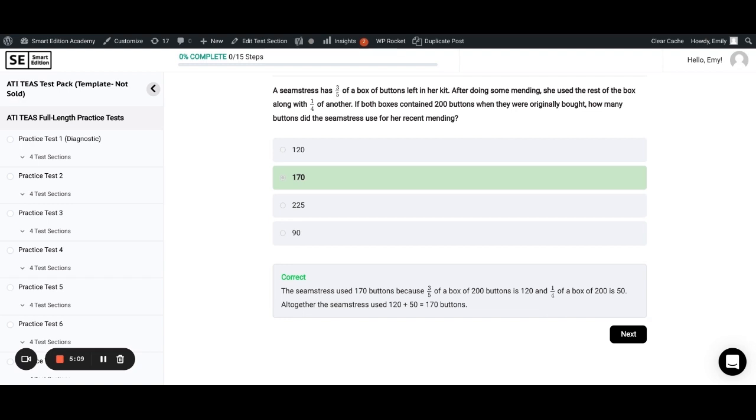The seamstress used 170 buttons because 3/5 of a box of 200 is 120. 1/4 of a box of 200 is 50. So altogether, that's 120 plus 50 to get you 170 buttons.